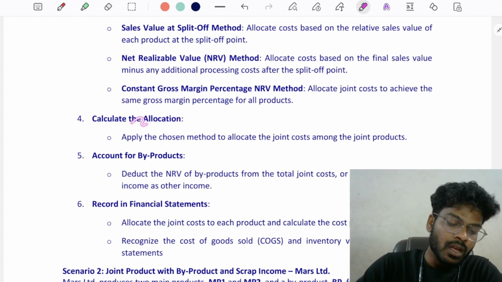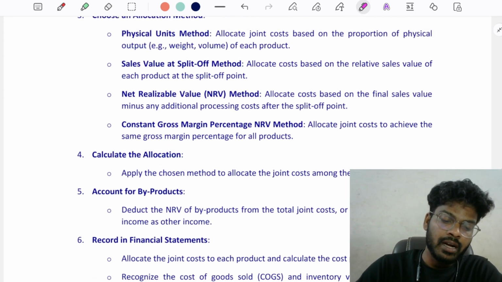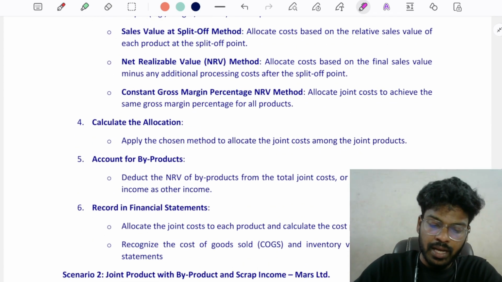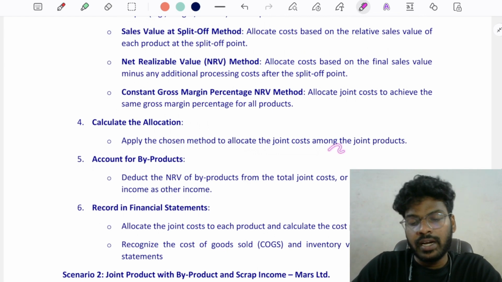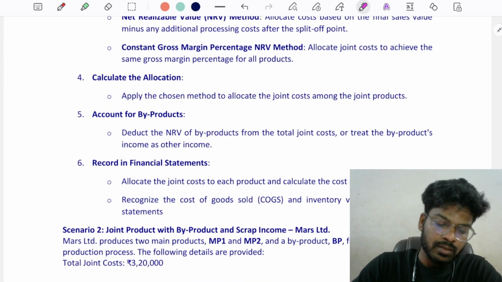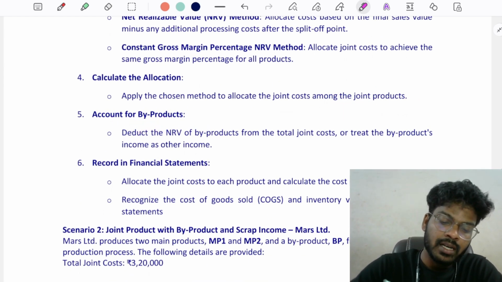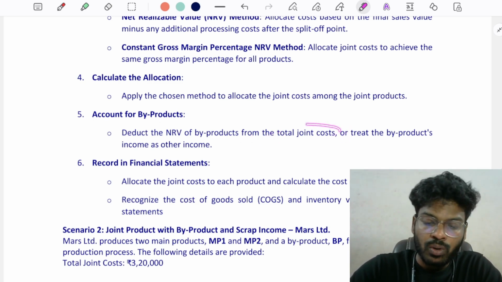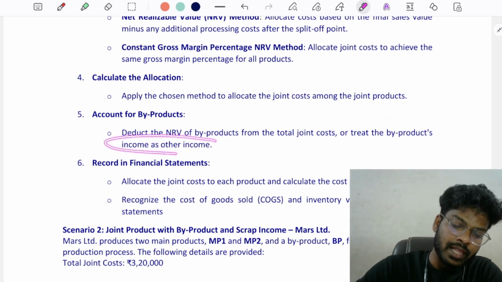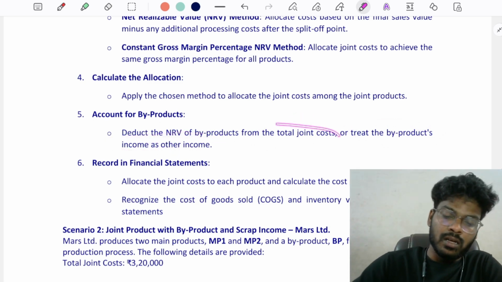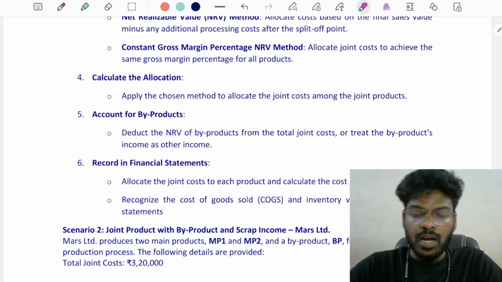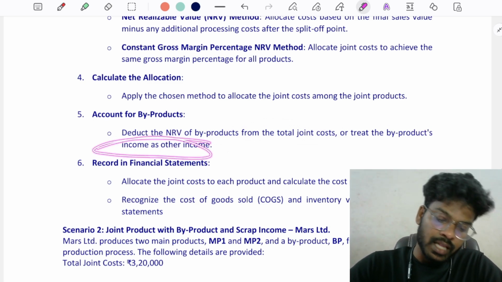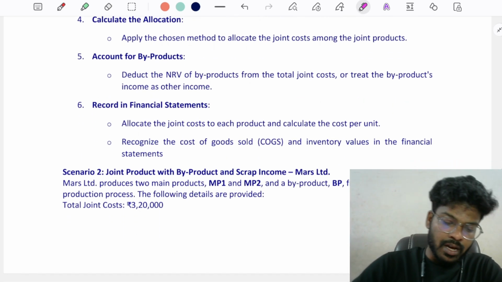Calculate allocation. It is allocated based on sales value. Apply the chosen method to allocate the joint cost among the joint products. Next, account for the byproduct. Deduct the NRV of the byproduct from total joint cost, or treat the byproduct income as other income. Deduct the value from the joint cost and it should be shown as other income in the income statement.